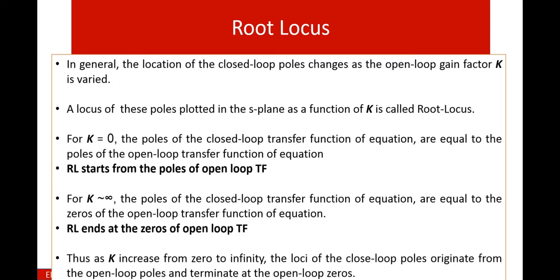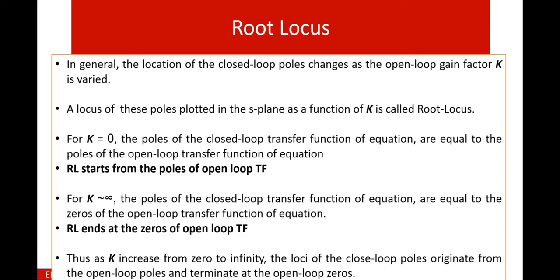This is just a wording statement of the previous results: root locus is the plot in the complex plane as a function of k. From k equal to 0, the root locus starts from the positions of the poles of the open loop transfer function. And similarly, k equal to infinity is the end point of the root locus, which are the points of the zeros of the open loop transfer function.